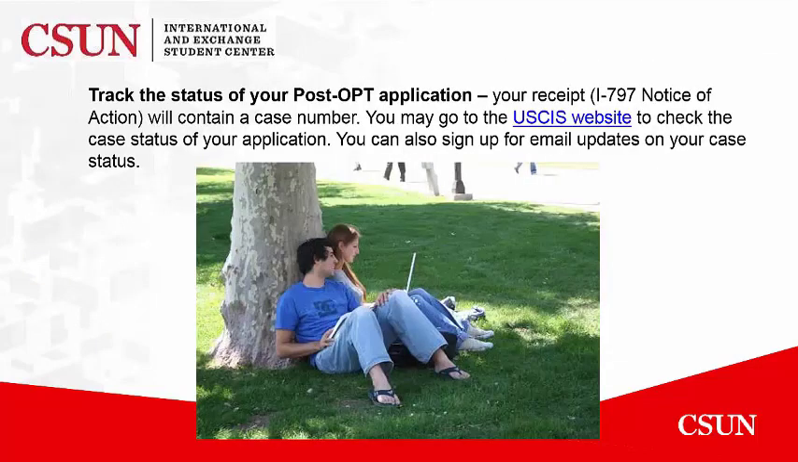Track the status of your post-OPT application. Your receipt I-797 Notice of Action will contain a case number. You may go to the USCIS website to check the case status of your application. You can also sign up for email updates on your case status.